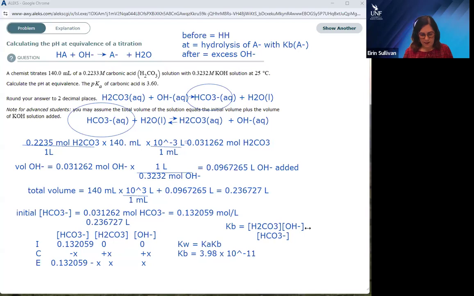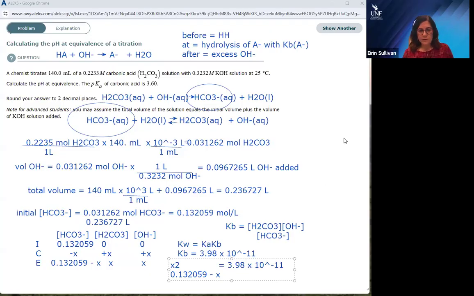So that is then what we can set our Kb expression equal to. So then we can do x times x is x squared, over 0.132059 minus x. And that is going to be equal to, oh, that's gone horribly wrong. Hang on, let's just Control Z. That's going to be equal to our value for Kb. So x squared over 0.132059 minus x. We're going to do the x is small approximation. This is going to be a very small ionization. That's equal to 3.98 times 10 to the power of minus 11.